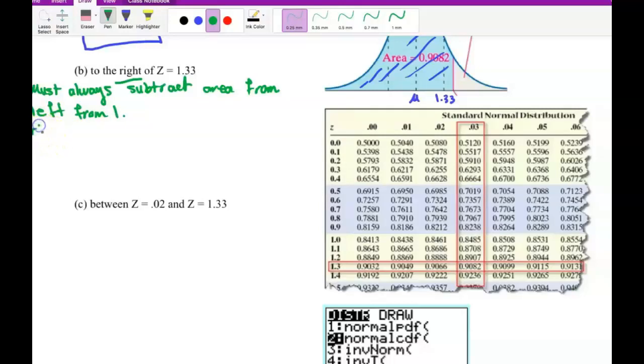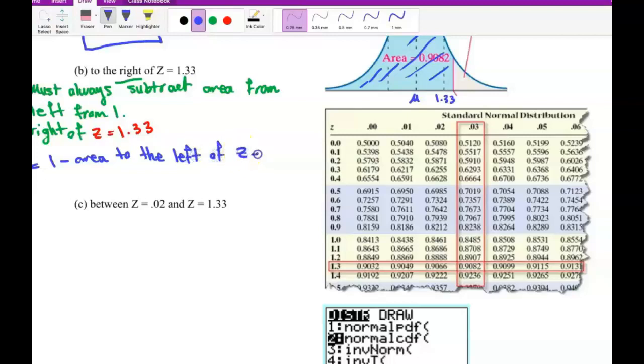So now here we have the area to the right of z equal to 1.33. That is equal to 1 minus the area to the left of z equal to 1.33. So the answer is 1 minus 0.9082. This is from part A. So subtracting, the answer for part B is 0.0918.